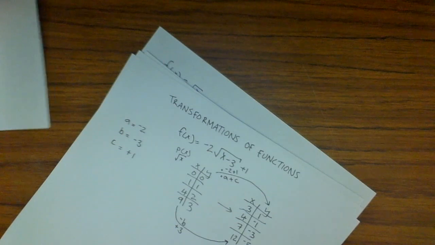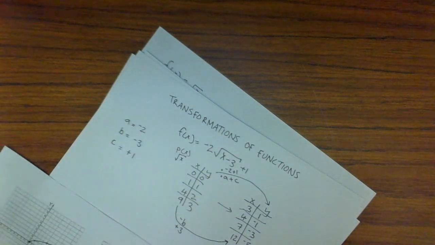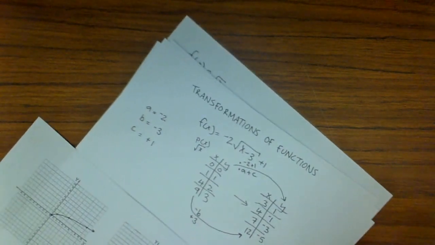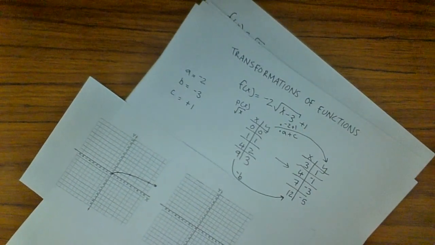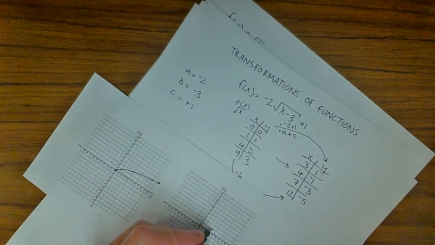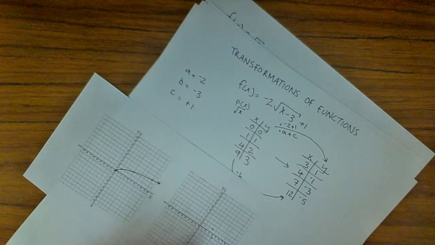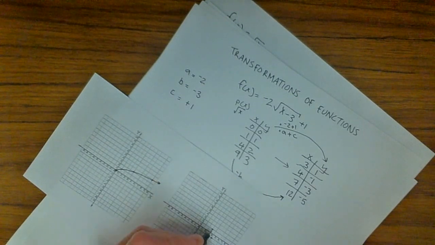So let's plot those points and draw the graph. All right, plot the points. 3, 1; 4, negative 1; 7, negative 3; and 12, I'm going to have to add it, negative 5. Here. So this is how my graph goes.